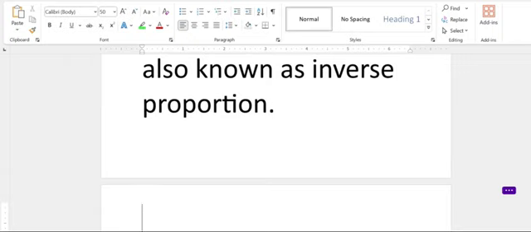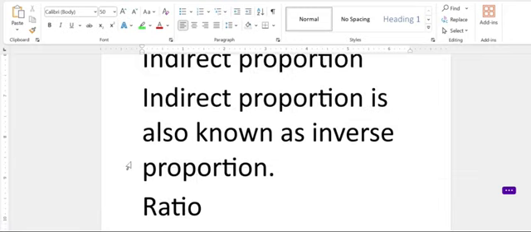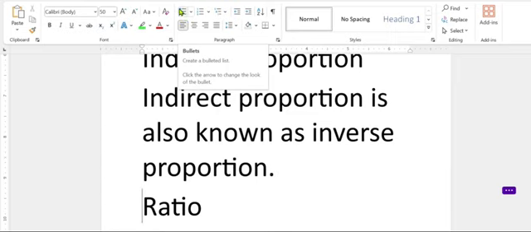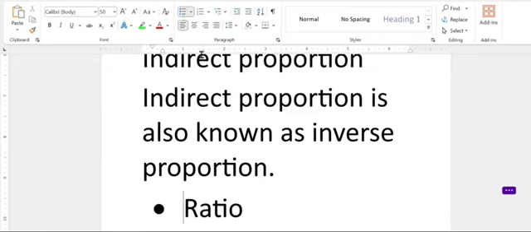Another topic that is very common to all classes in mathematics is called ratio. If you have done ratio before, please type number 3 in the comment section. I want to know the students who have treated ratio as a topic before. Okay, awesome. So you can see that ratio as a topic also cuts across different classes.